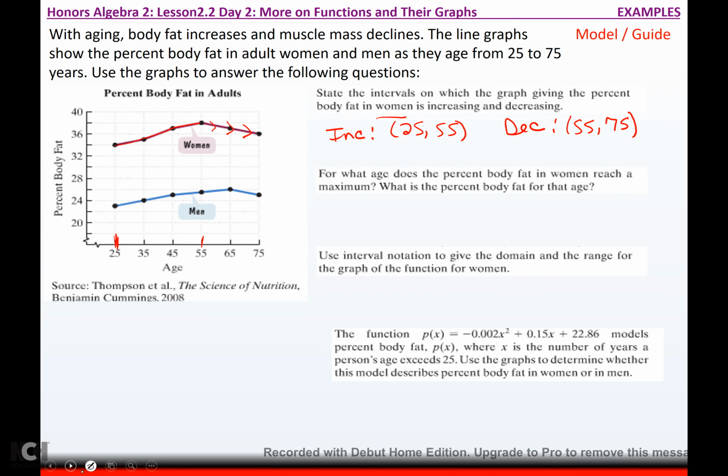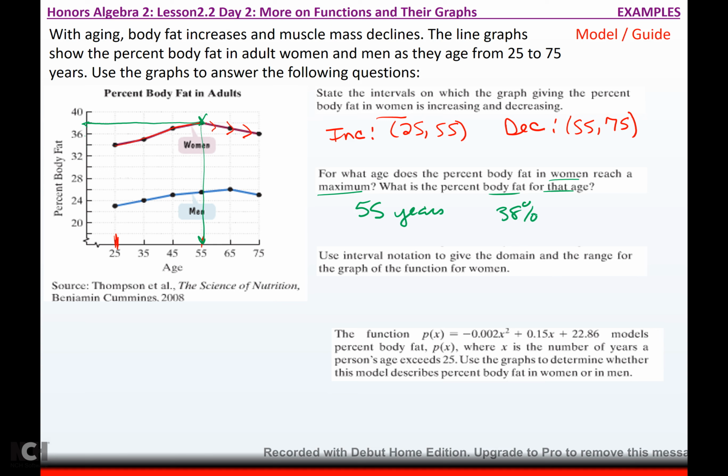Okay, so the next question says, for what age does the percent body fat in women reach a maximum? There's the highest point. Apparently, I'm going to have the most fat when I am 55 years old. So she'll be 55 years old. And what percent body fat is going to be for that age? Read across. What are they counting by? 32, 34, 36. It's going to be 38% body fat.